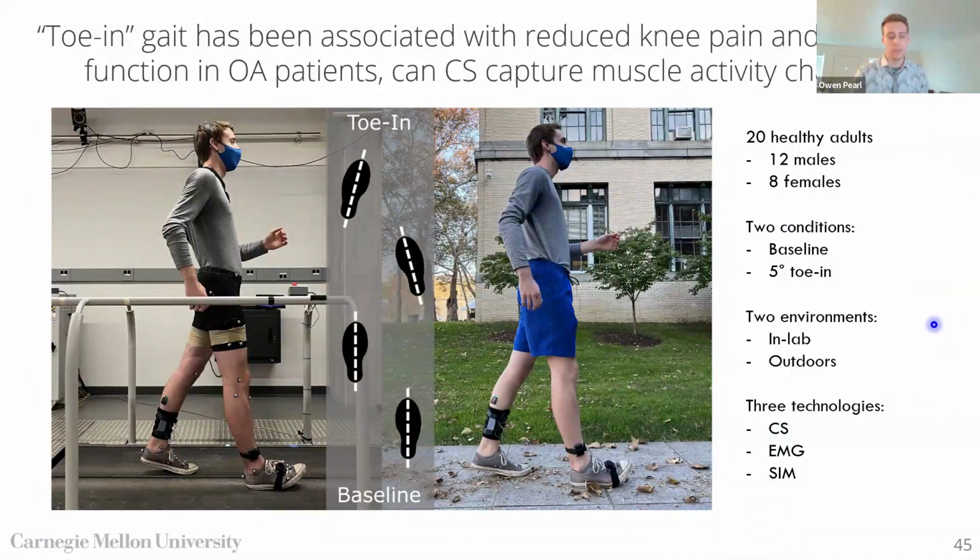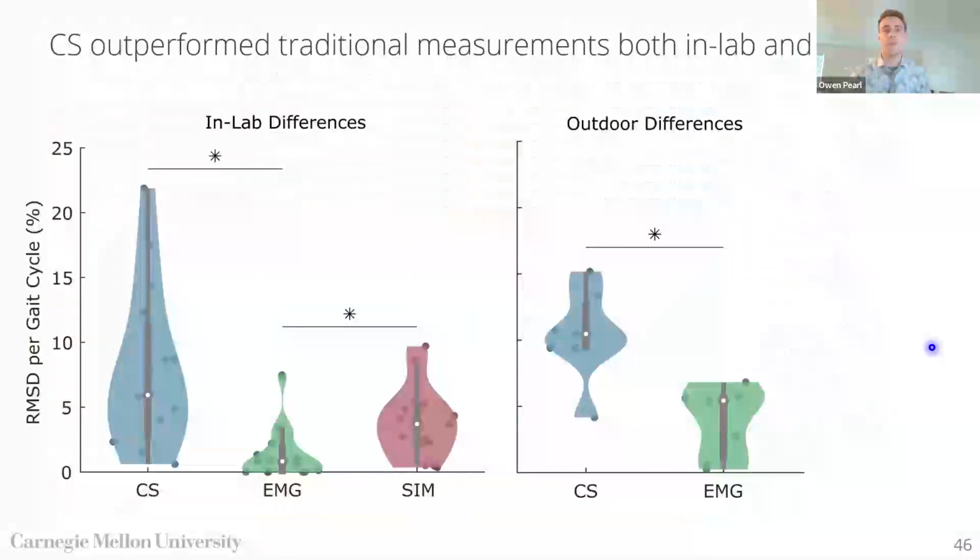muscle force? So we did this experiment and found that capacitive sensing was more sensitive to these gait adaptations than electromyography, both inside and outside, and it was as sensitive as simulations. So this is exciting because it shows that this sensor perhaps has more sensitivity than some of our traditional sensors we would have used to try to assess this behavior, but we can use capacitive sensing instead.